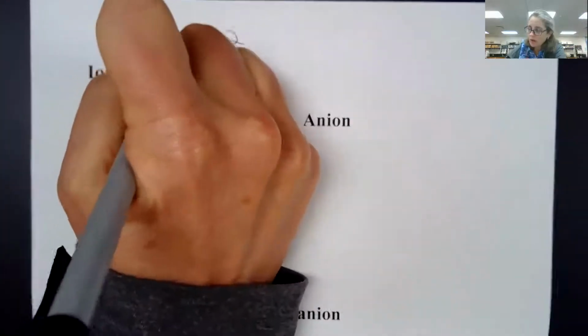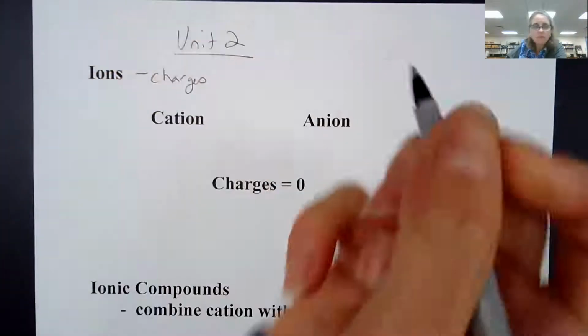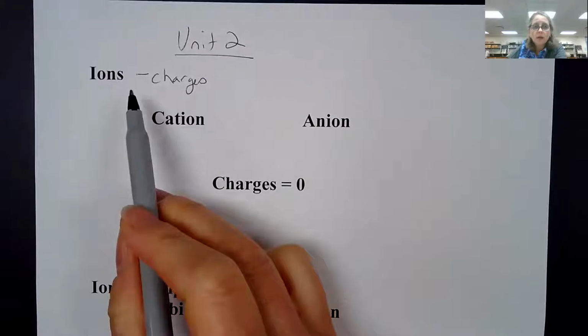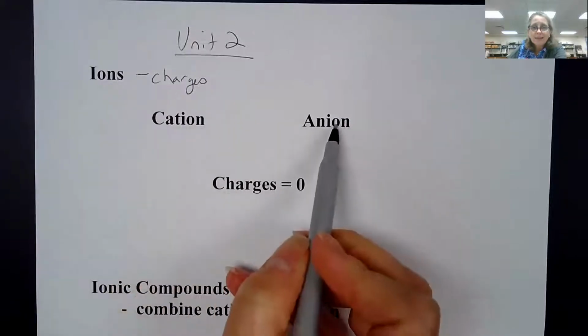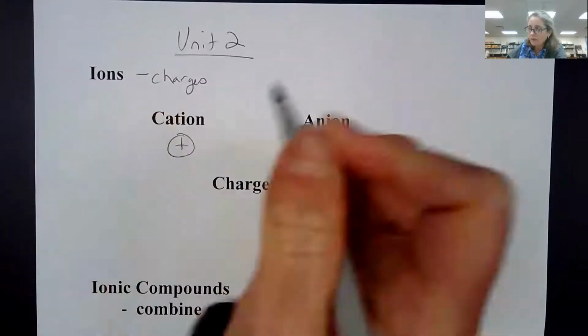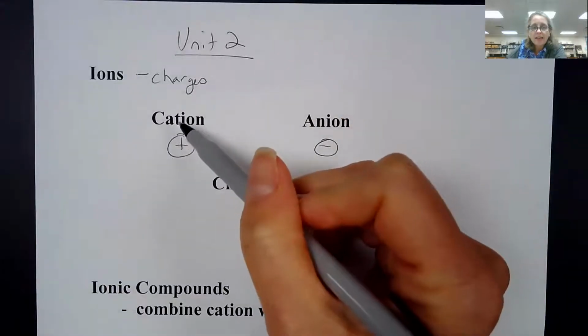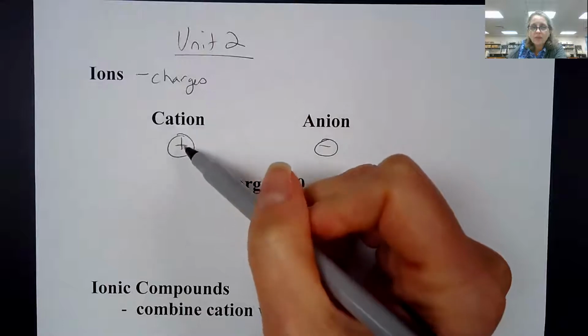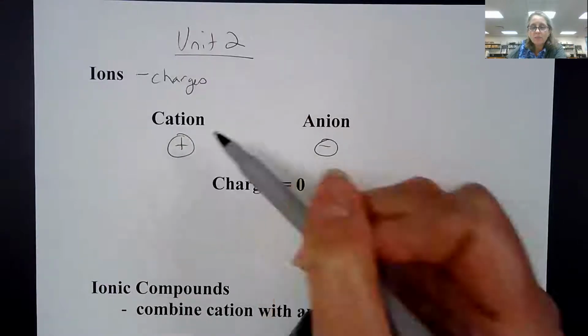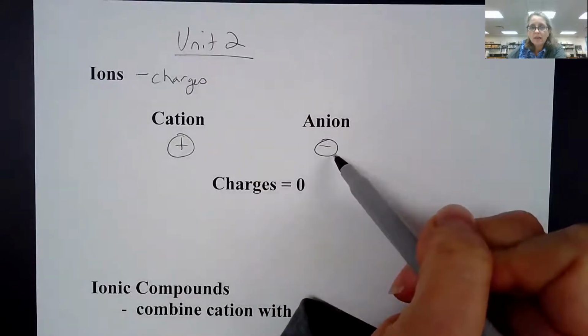Things with charges are called ions. And maybe you've heard of this before, but we have what we call cations and anions. Cations are positive, anions are negative. So the t in cation is positive, so that's the t if you think of t as the plus, and anion is then going to be the opposite.